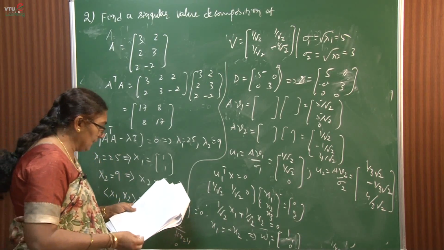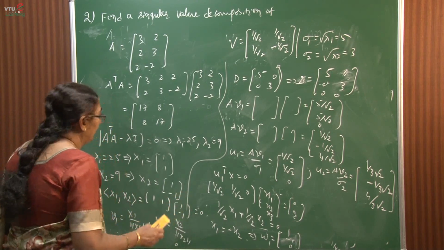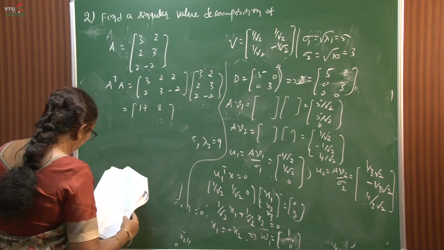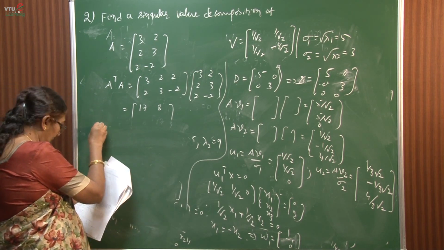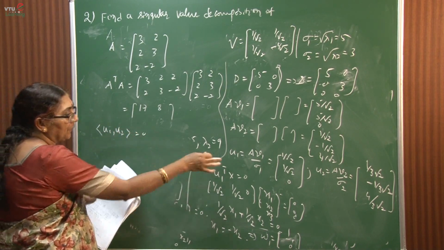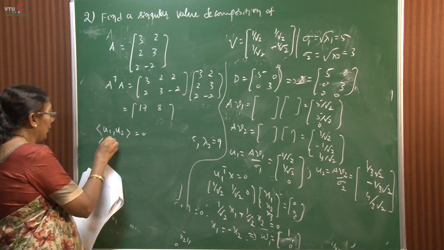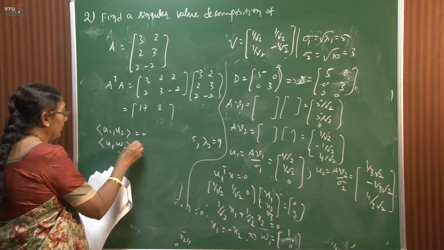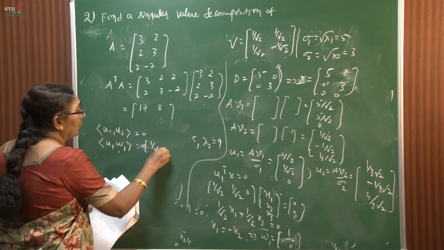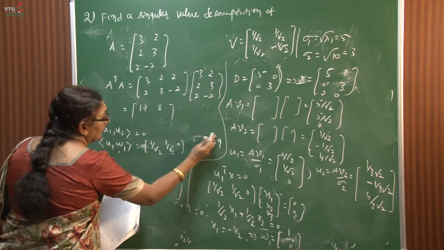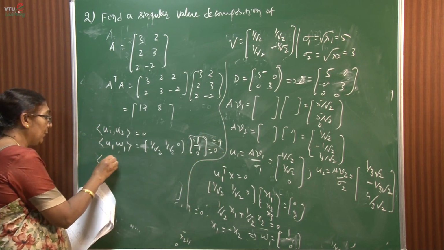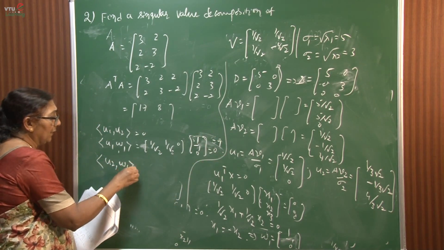Now keep in mind this vector is definitely orthogonal to u1. You know that the inner product of u1 comma w1 is definitely 0. What is u1? u1 is 1 by root 2, 1 by root 2, 0. The other one is 1, minus 1, 0, because we are finding it based on that, so it is definitely 0. But the inner product of u2 comma w1 is not equal to 0.